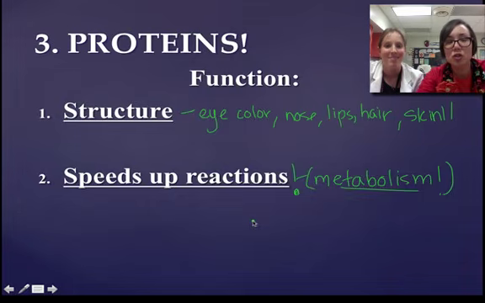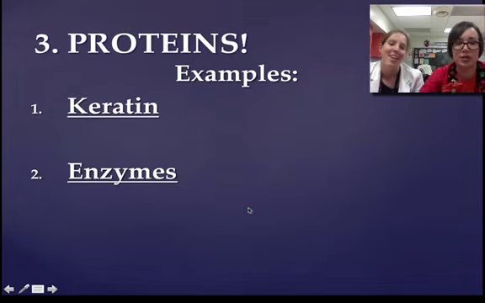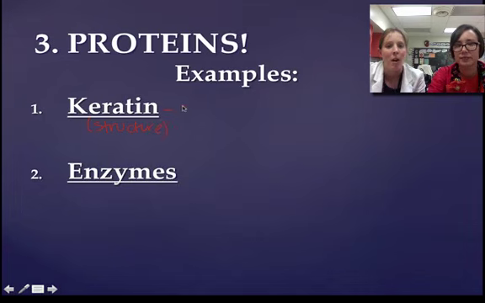That's right. So let's talk about some actual examples then. Okay. I think we actually have one for structure and one for speeding up chemical reactions. Right. So for structure, our example is a protein called keratin. And this is a really important protein. It's found in your hair, it's found in your nails, it's found in your skin.